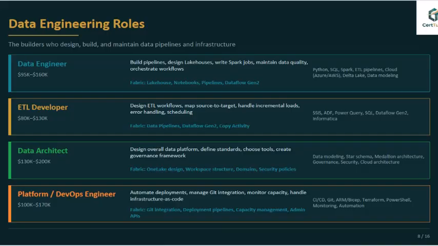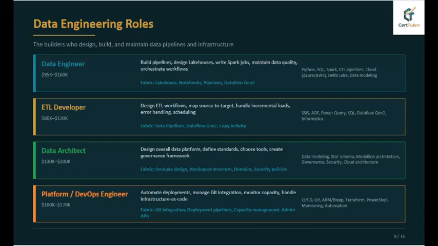A data engineer usually builds pipelines, designs the lakehouse and Spark jobs, maintains the data quality, and orchestrates the flows. ETL developers usually map across sources and targets and handle incremental loads, error handling, and scheduling.